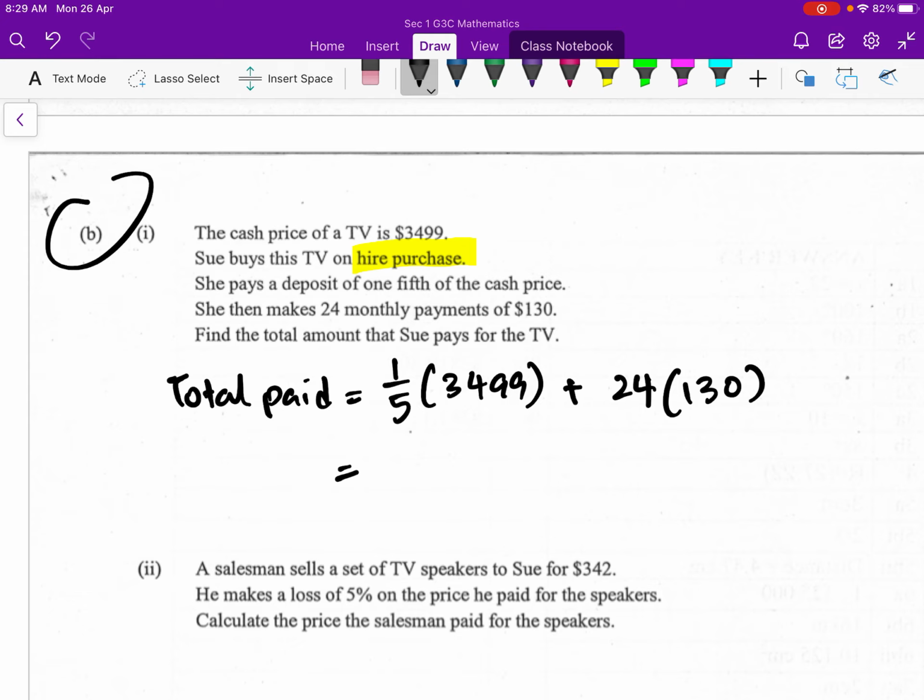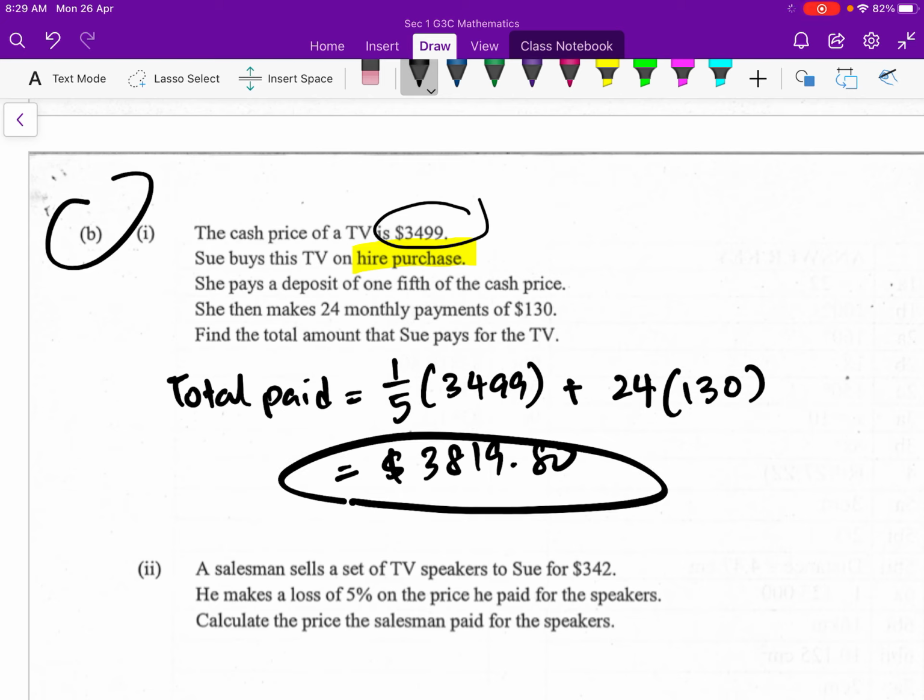3499 divided by 5 plus 24 times 130. So she pays a total of 3819.80. Okay, now I ask you, what is the interest that is paid? How much interest was paid? Do you know how to calculate? Just subtract. This is the original price, but she obviously paid more. Paid more by how much? Just subtract, and that is the interest.